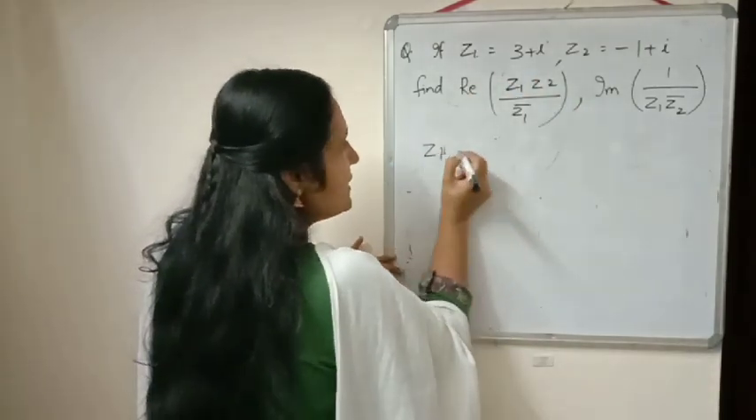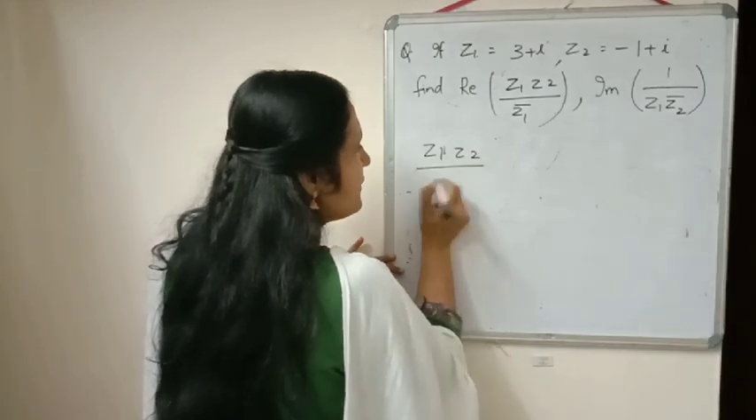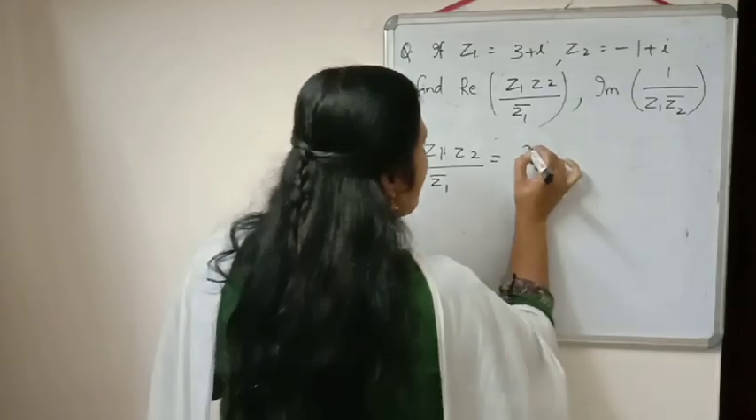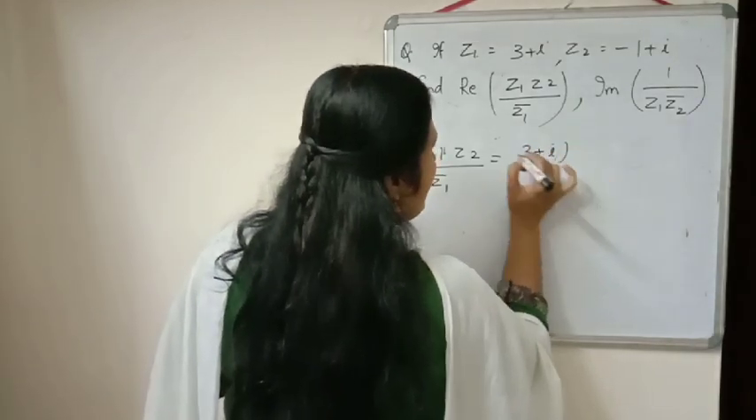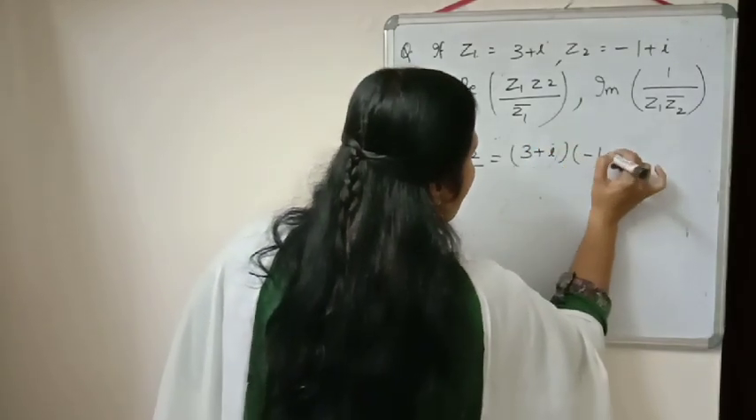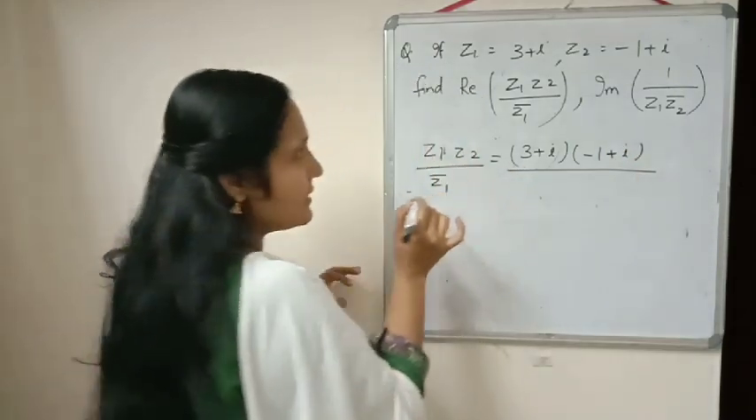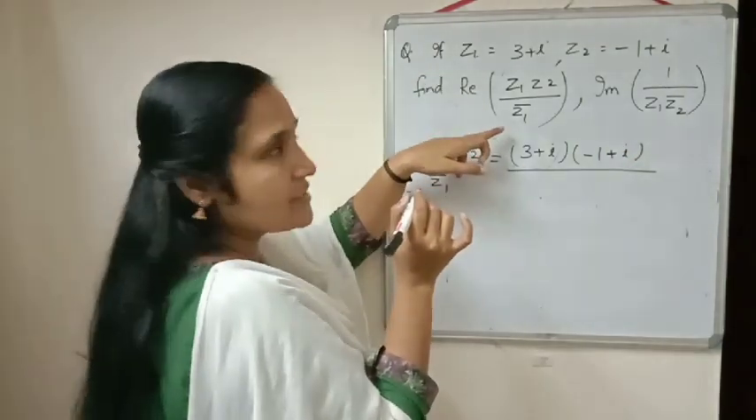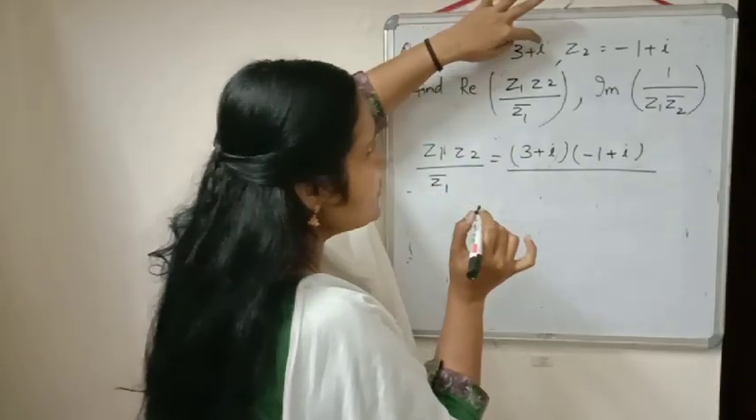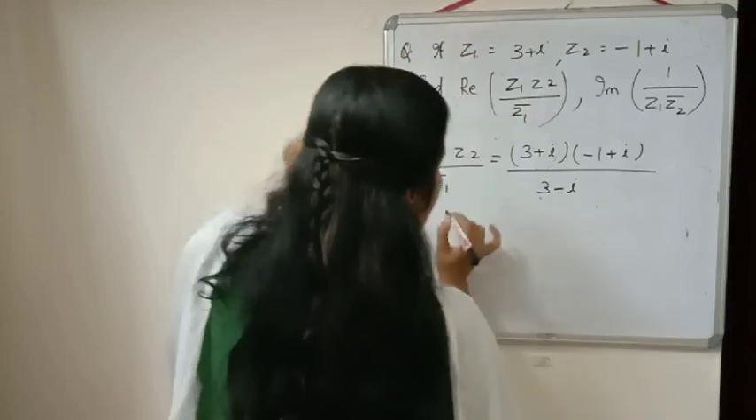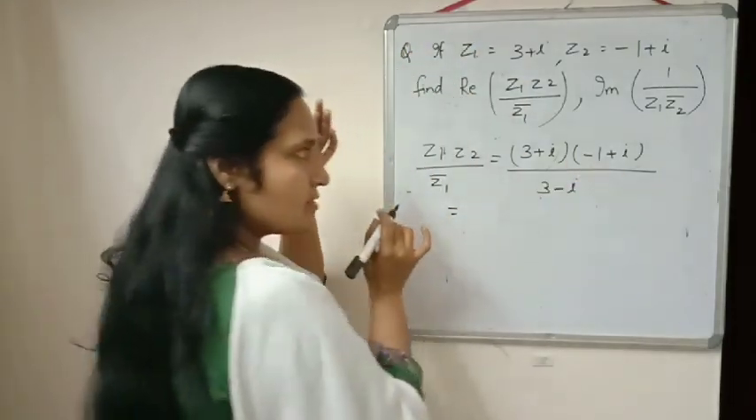And that expression is z1 into z2 by z1 bar. What is z1 here? 3 + i into z2, which is minus 1 + i, by z1 bar. Z1 bar means, yes, conjugate. So what will be the conjugate of 3 + i? 3 minus i.